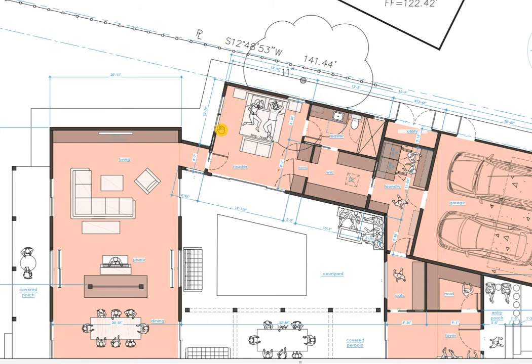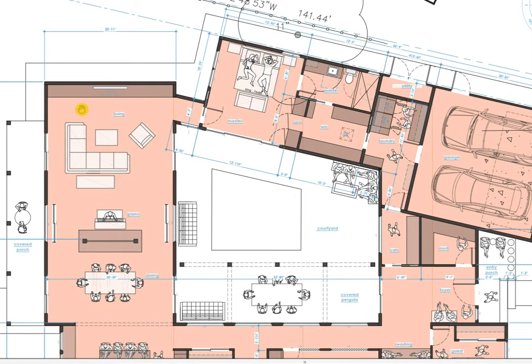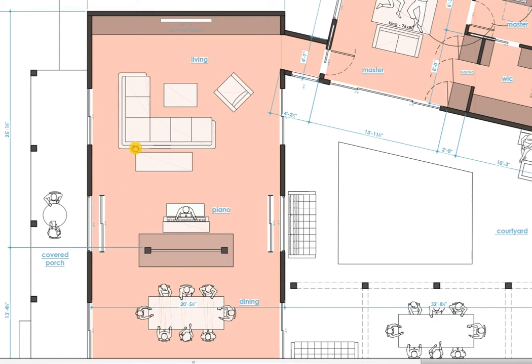We could do sliding glass doors here instead of another pair of 6 foot doors. That might just be really, really nice. I think I want to do that. Let me know your thoughts. The living room here looks great.